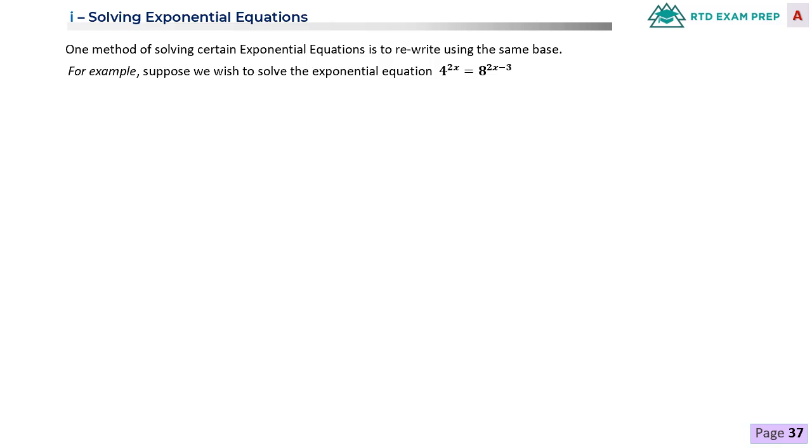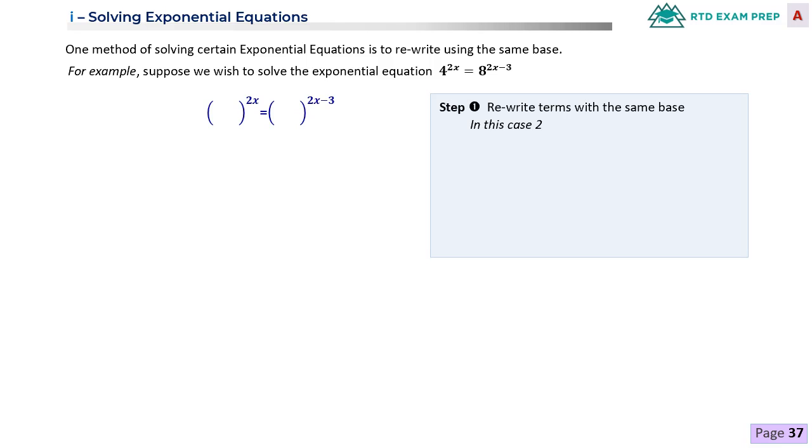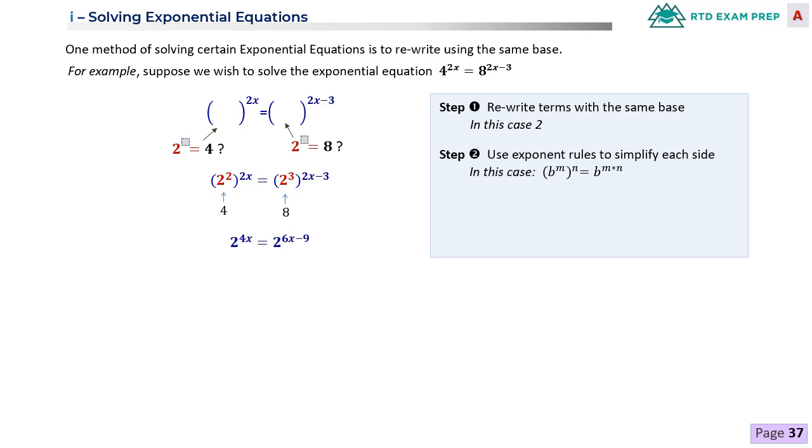However, we can avoid using logarithms in cases where both sides of the equation can be written using the same base. Let's look at this example of 4 to the 2x equals 8 to the 2x minus 3. Because both sides of the equation can be written using a base 2, we will replace 4 with 2 squared and 8 with 2 cubed, and then we will simplify using our exponent laws.